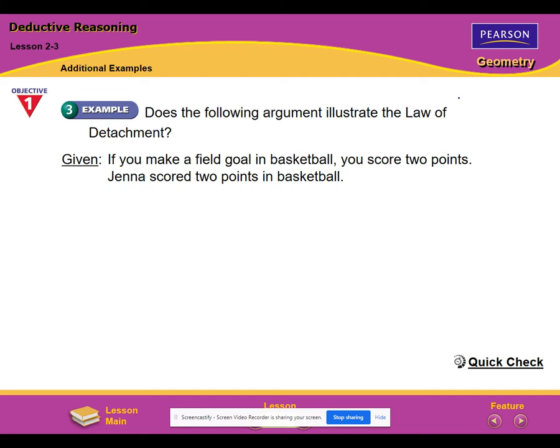Okay. If you make a field goal in basketball, you score 2 points. Is like saying if hypothesis, then conclusion, right?